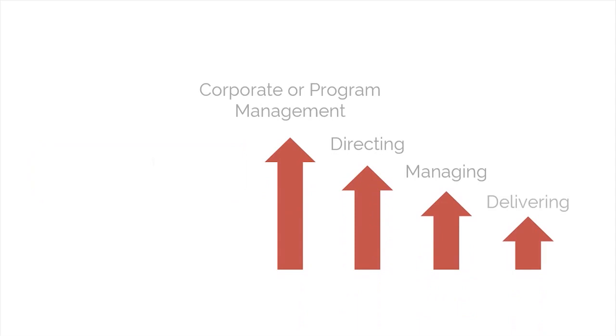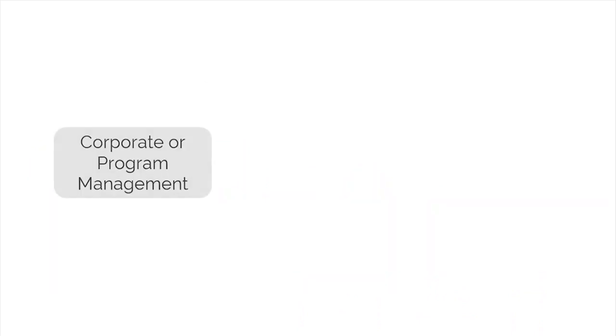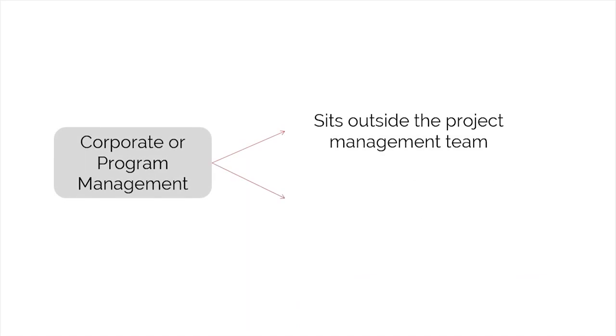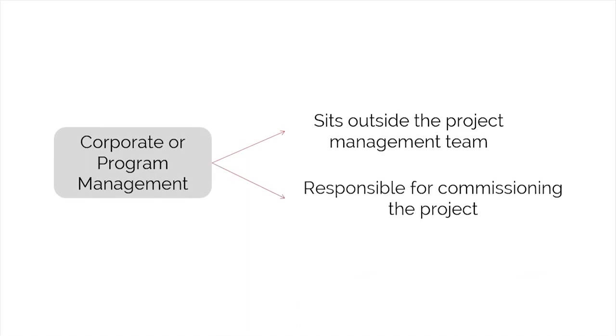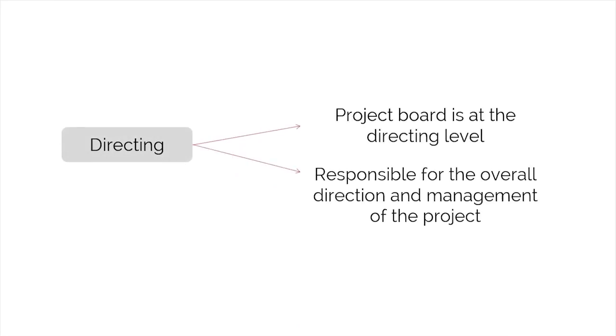Now let's have a look at the 4 levels of a project management team. The first level is corporate or program management. This level sits outside the project management team and is responsible for commissioning the project. The second level is directing. The project board is at the directing level and is responsible for the overall direction and management of the project.